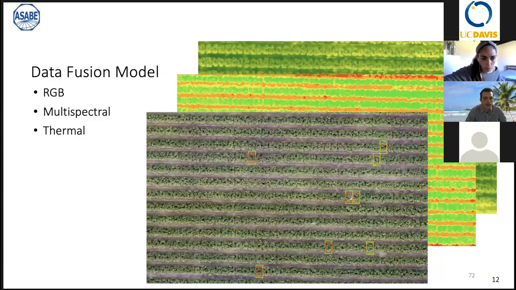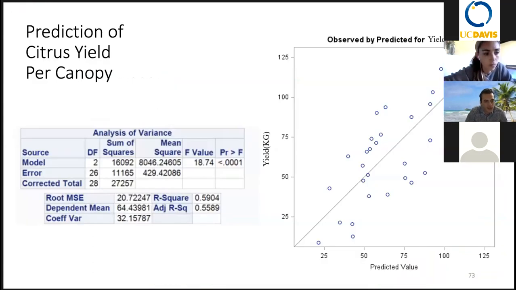So in this project, we fused different types of information: multispectral, profile, and thermal data. And this is a model that we created for predicting citrus yield. We could get about 59.59 R² for predicting yield, which is very good, very similar to almond. And that again proved the value of the new remote sensing tools for specialty crops.